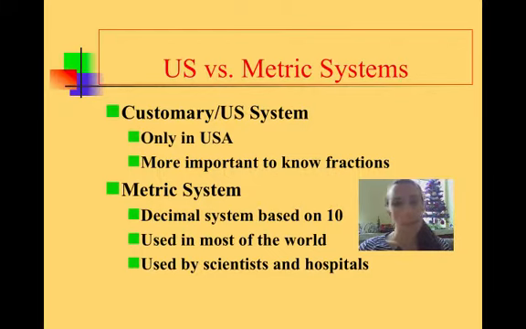The metric system is just a decimal system based on 10. It's used in almost every single country in the world. In the United States, it's mostly only used by like scientists and hospitals. You see it pop up every now and then, like if you hear me talking about running a 5K, that's 5 kilometers. That's a metric system measurement.